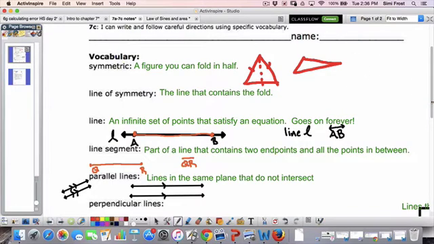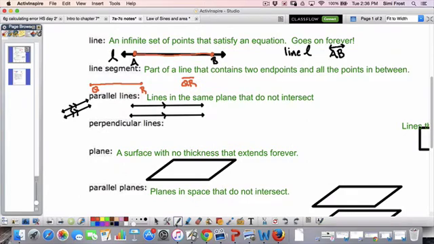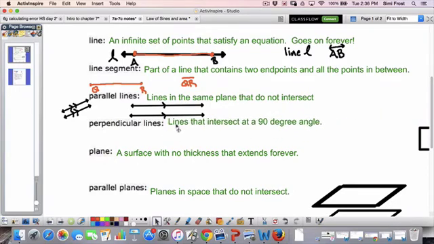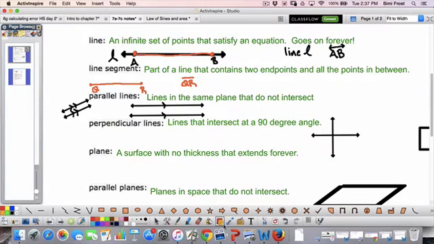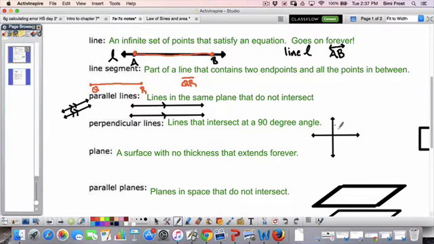Now we're going to look at perpendicular lines. And perpendicular lines are lines that intersect at a 90-degree angle. So if we have a couple of lines that are intersecting, we can't call them perpendicular until we draw this little box here. This little box is telling the viewer that these are perpendicular lines and that they're intersecting at 90 degrees. So it's not just intersecting, it has to be intersecting at 90 degrees.